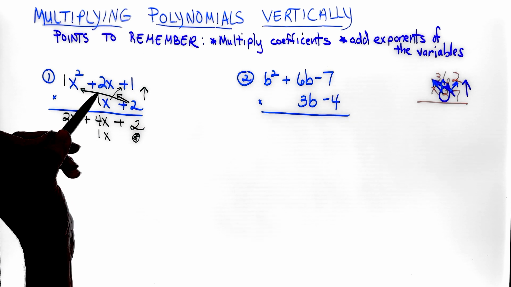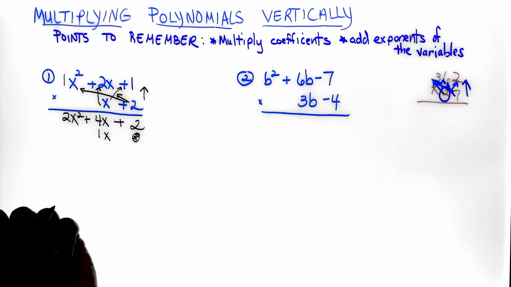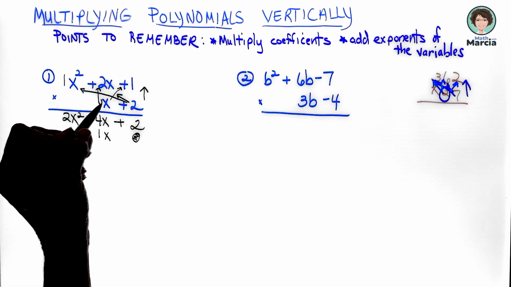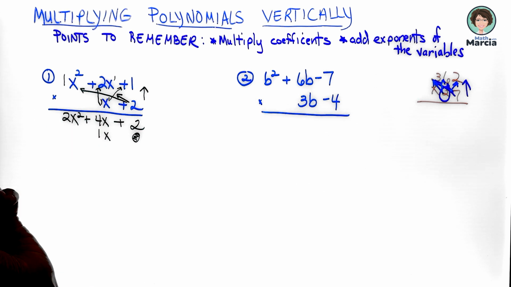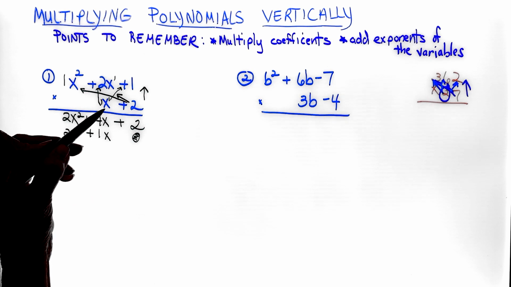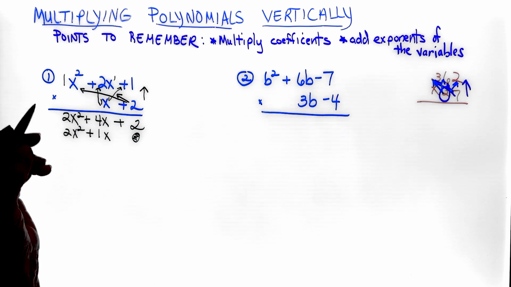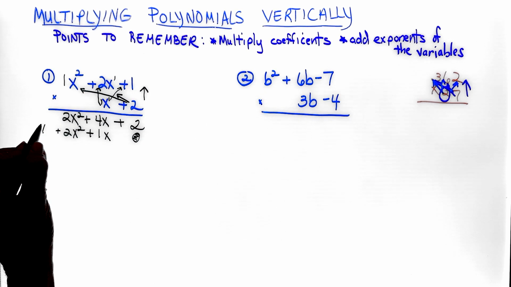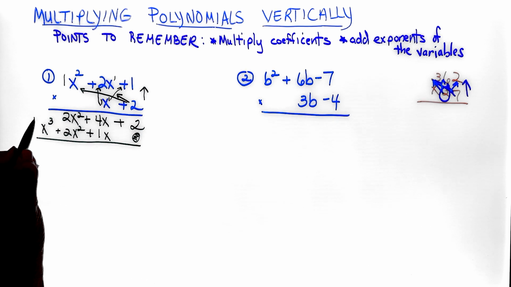Now I am going to multiply my x times my 2x, and we know that there's a 1 here, so that is 2, and we add the exponents, so it is 2x squared. And when I'm going here, I have x to the first power times x squared. So I know that that is going to be x cubed.